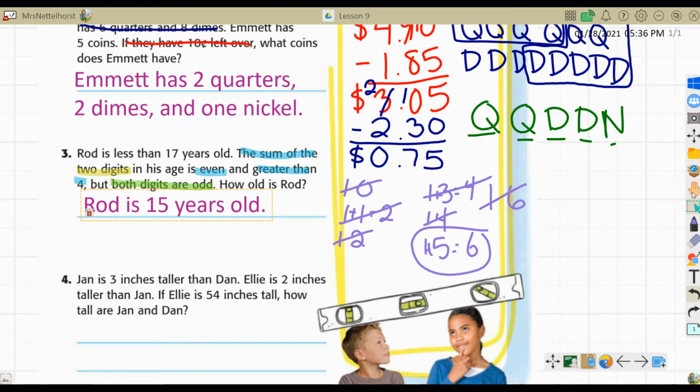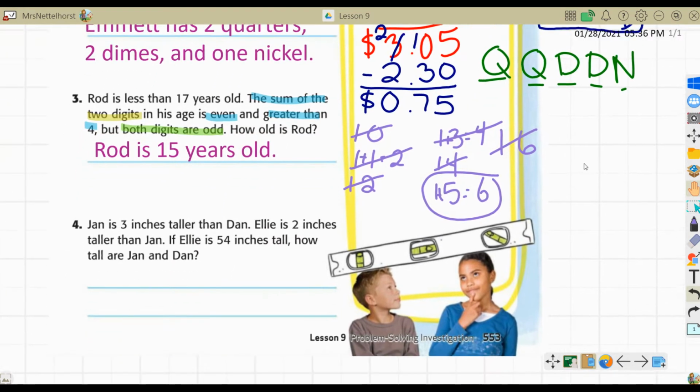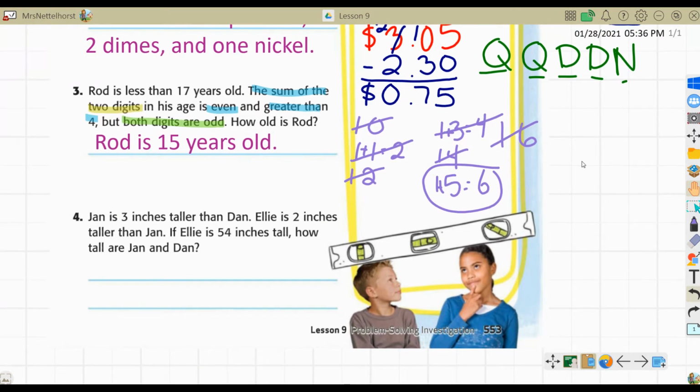All right. Now, rolling on down here. Jan is 3 inches taller than Dan. Ellie is 3 inches taller than Jan. If Ellie is 54 inches tall, how tall are Dan and Jan? Oh, I think my head's going to explode. Glad there's only 4 word problems here. Okay, so Jan is 3 inches taller than Dan.